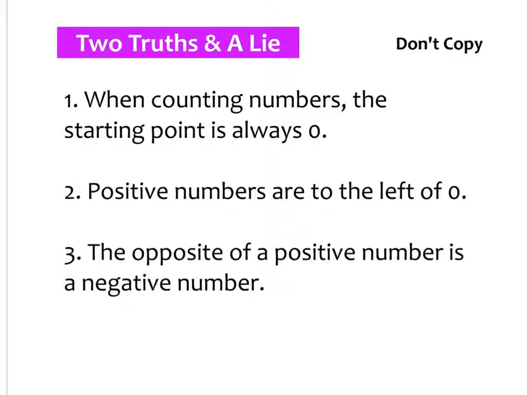So is it number one that says when counting numbers, the starting point is 0? Is it 2 that says positive numbers are to the left of 0? Or is it 3, the opposite of a positive number is a negative number? Go ahead and try to figure that out with a partner.